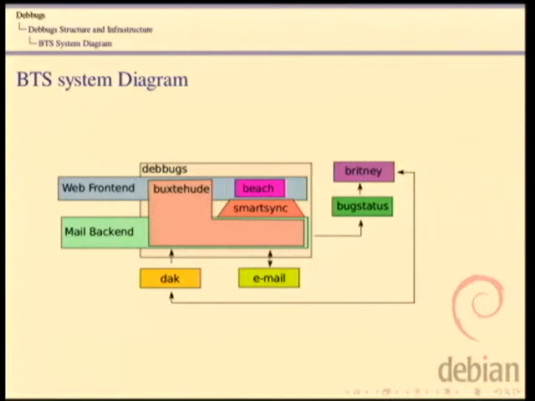Debbugs interacts with DAK, which is the software which is responsible for maintaining the archive. So DAK tells debbugs who maintains which packages. So debbugs knows who to send email to if there's a bug in a package. It also tells debbugs which packages are in which suites and which architectures. So debbugs can calculate whether a bug is present in a particular suite. So, for example, whether the bug affects unstable or whether it's fixed in testing or stable, which is what was calculated in the previous graph I showed you.